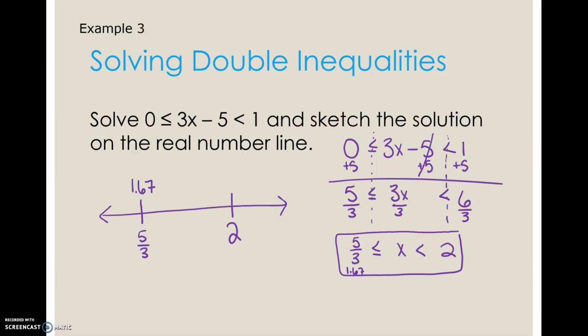And then over here is 2. At 5/3, our symbol is less than or equal to, so that's going to have a closed dot. At 2, what type of circle? Open circle. X is literally between these two numbers, so we are going to shade between these two numbers.